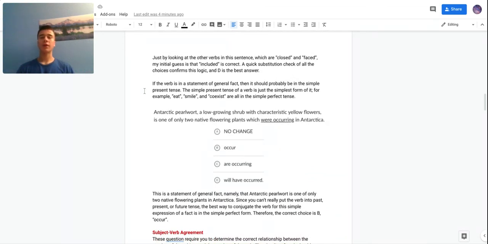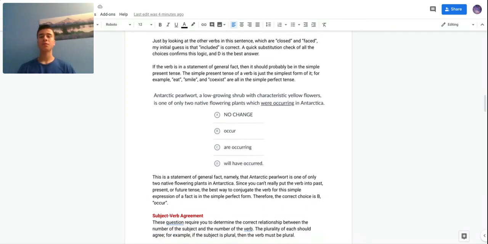So I think the last tip I have is if the verb's just a statement of general fact, then it should be in the simple present tense. So that's like eat, smile, coexist. These are just some examples. When you think of the verb in its simplest form, that's a simple present tense.